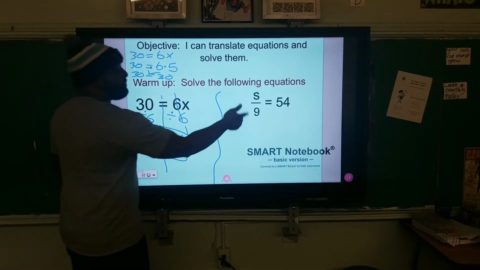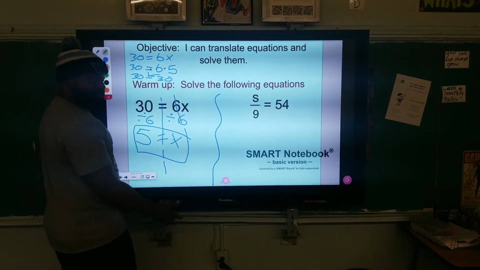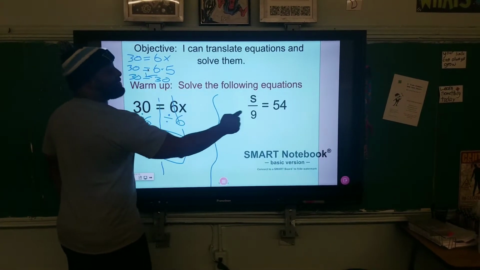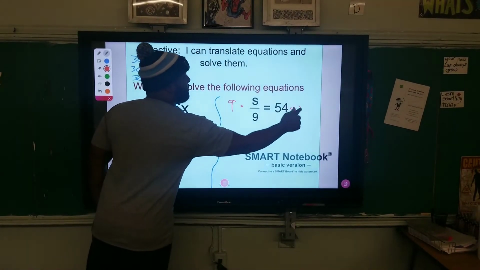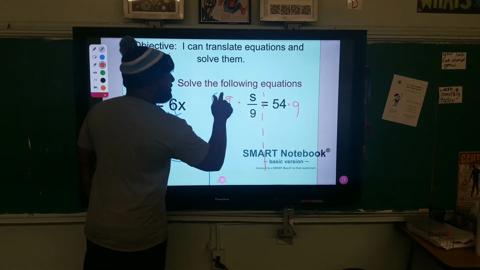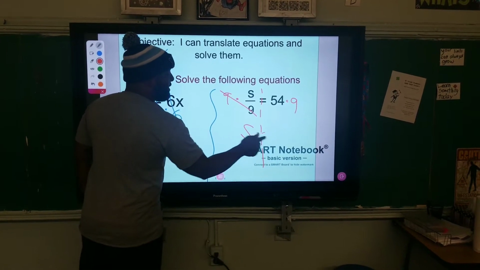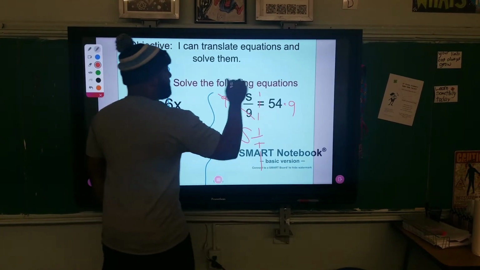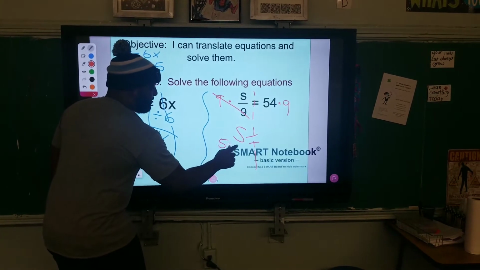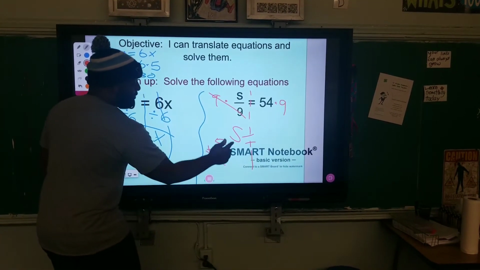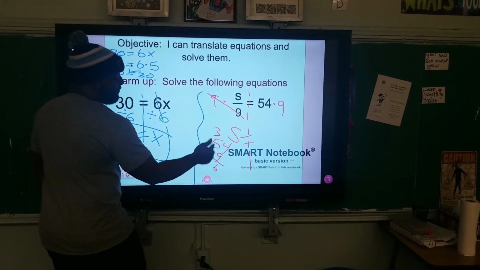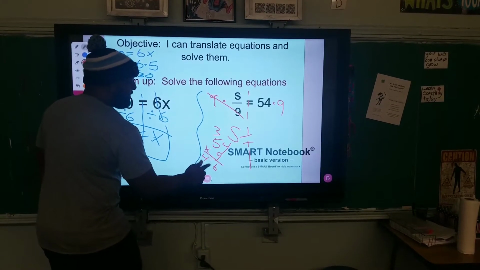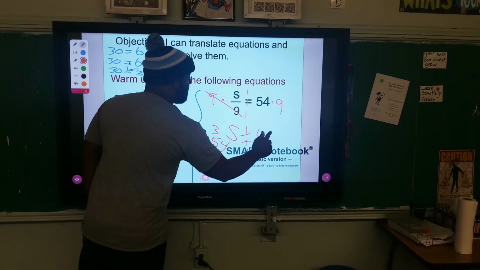And then on this side, we should notice that they're being divided. So instead of dividing by 9, we want to multiply by 9, do the opposite operation. These will cancel. We'll bring down our s. And 54 times 9, I honestly don't know that off my head. So I'll do a little work down here. 9 times 4 is 36. Carry 3, that's 45. Plus 3 is 48. So this should be 486.